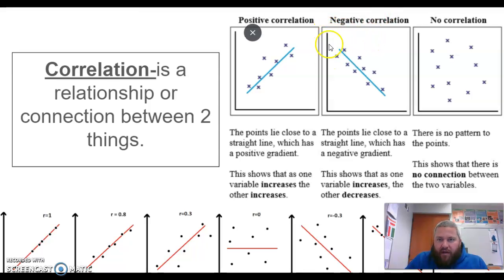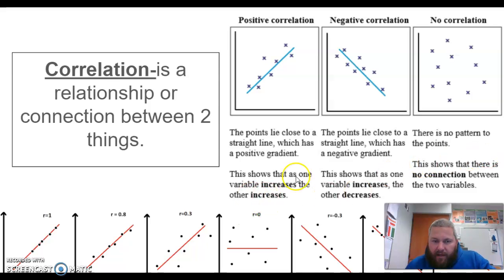Same thing with negative correlation. It might be something if you're trying to do weight loss. So if I weigh a lot up here on the y-axis, and maybe our x-axis is something like how much time I spend in the gym, well, the more time I work, the more weight loss is going to occur. So we're looking at something along those lines.